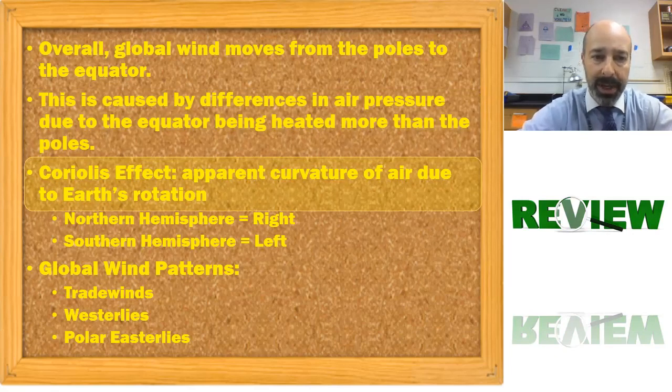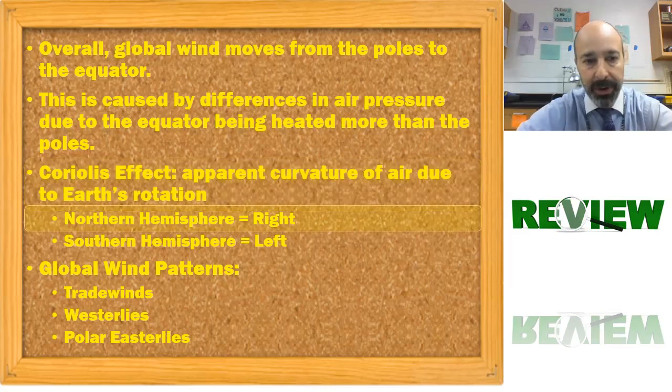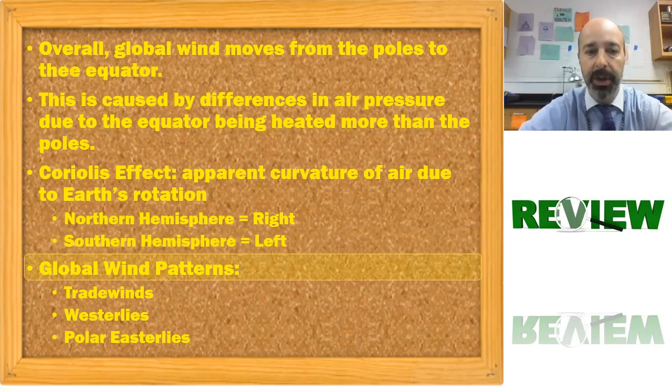This is complicated a little bit by the spinning of the Earth. This is called the Coriolis effect, and this is the apparent curvature of the air due to the Earth's rotation. Remember, in the northern hemisphere, it curves to the right, and if you're just going to remember one thing, that's the thing to remember. But the southern hemisphere is opposite. It curves to the left.